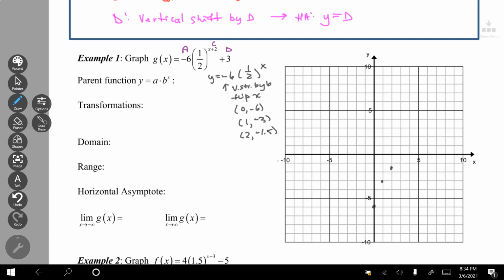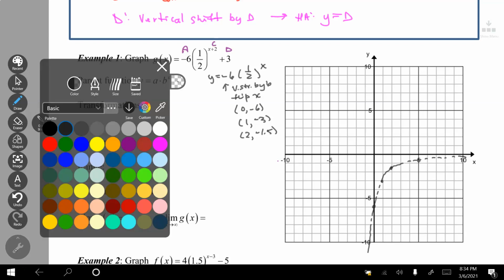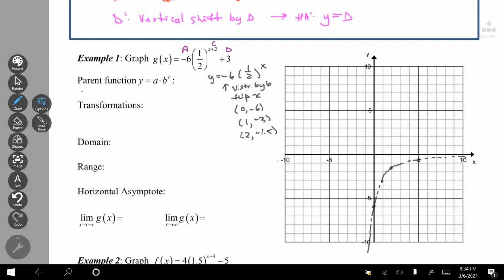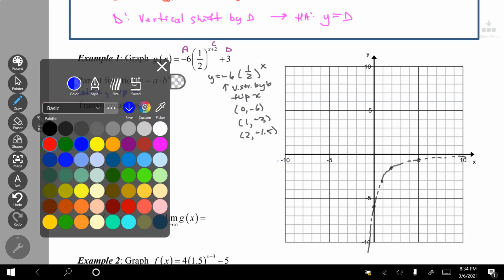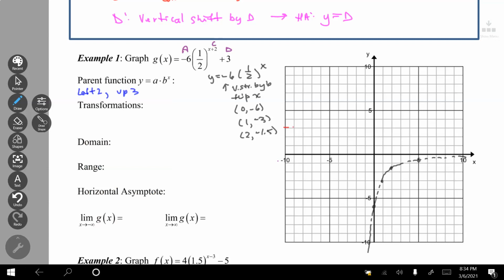2, negative 1.5. And the parent always levels off. One side of this graph has to level off to 0 on the parent. So right now, that is my parent graph. Then I'm going to list my transformations. Well, plus 2 means left 2, and plus 3 means up 3. Not only is it up 3, y equals 3 is my HA. Y equals 3.